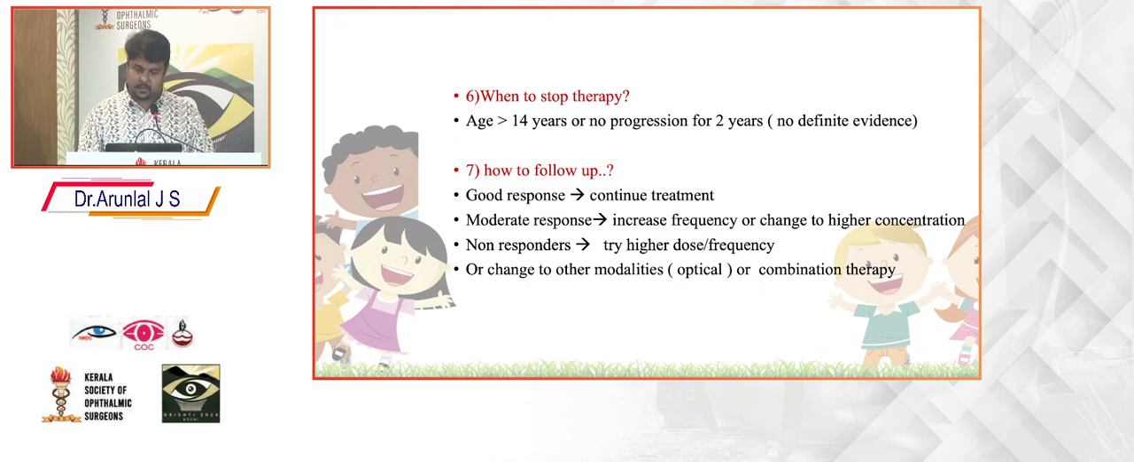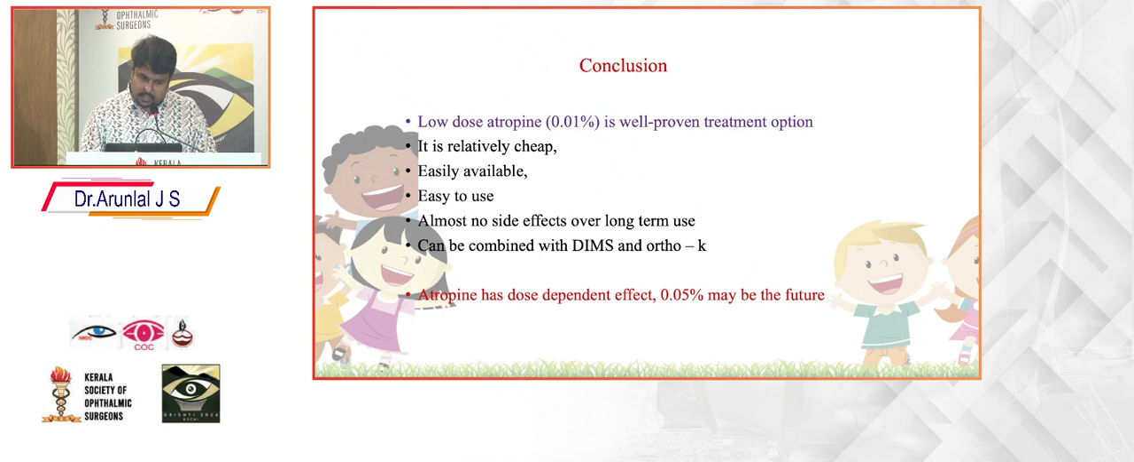In conclusion, low dose atropine, that is 0.01% atropine, is a well proven treatment option for myopia control. It is relatively cheap, easily available, easy to use, and has almost no side effects over long-term use. It can also be combined with DIMS or ortho-K. But keep in mind, atropine has a dose-dependent effect on axial length and even on refractive change. So, 0.05% may be the future of myopia progression treatment.